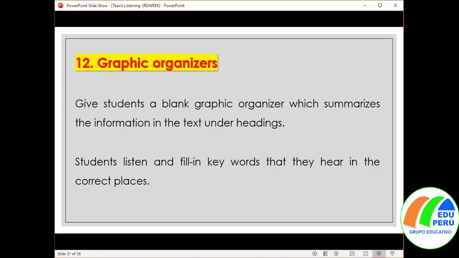You can make them listen just a first time, very fast, and they could complete with some keywords in order to get the idea of that text, because they are going to complete these graphic organizers. This is another useful activity to get the general idea, listening for gist or listening for specific information, not in detail. Remember that there is a difference between listening for specific information and listening for detail. Listening for specific information is related to the keywords. So they are going to identify the keywords in the text.